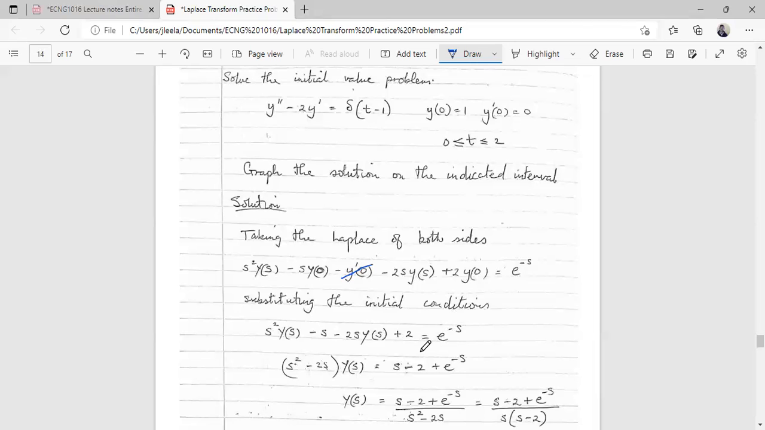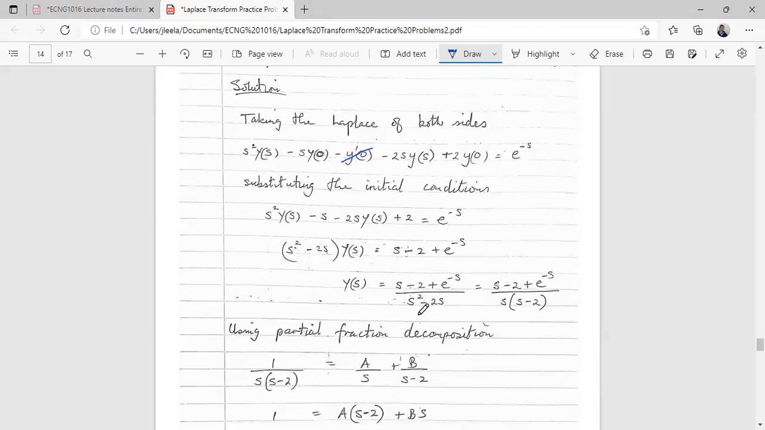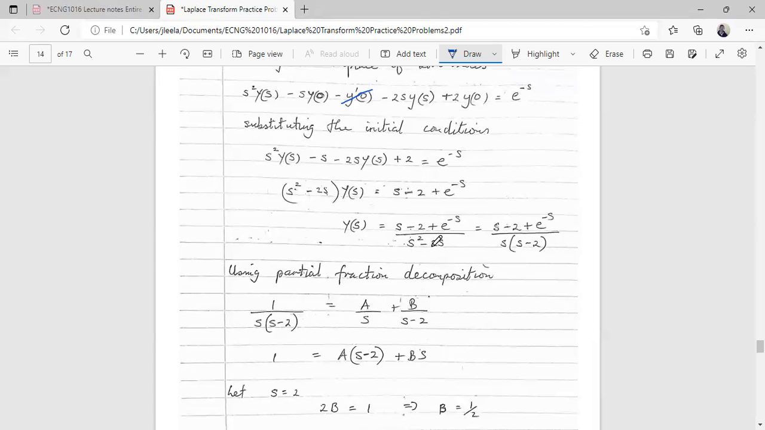So we carry the minus s and the plus 2 to the right hand side of the equation. Right? So we have s squared minus 2s in bracket Y(s). You factor out the Y(s) and you carry the s to the right hand side, so you get plus s and minus 2 plus e to the minus s. And then you divide Y(s) by s squared minus 2s, so you'll get s minus 2 plus e to the minus s over s squared minus 2s.